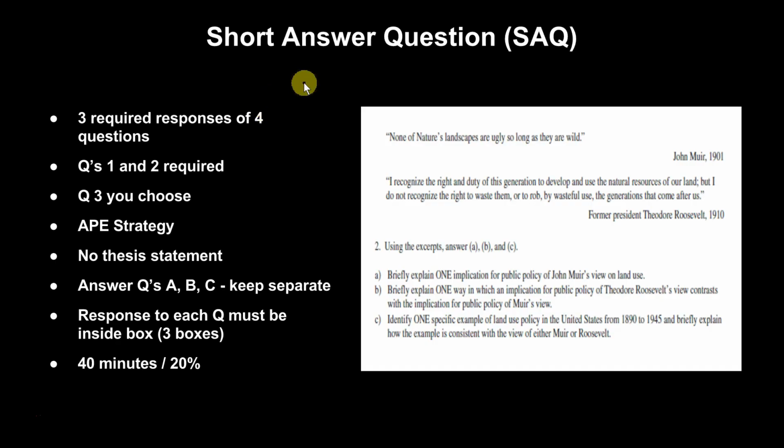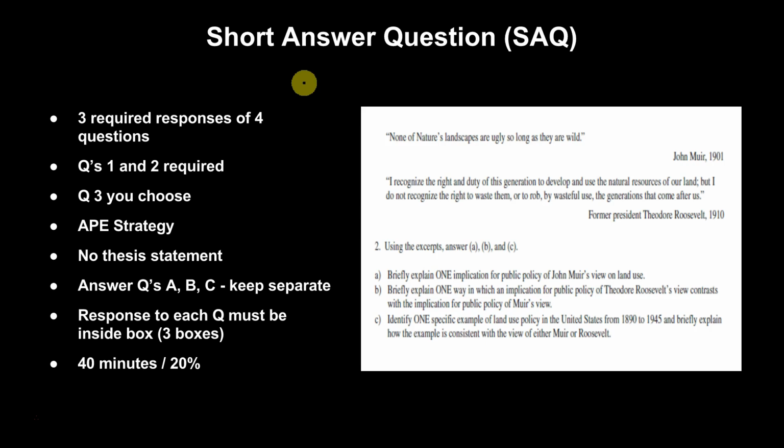Part B of section 1 of the AP test is going to be your short answer questions, or SAQ. So again, you'll get 4 questions. Questions 1 and 2 are required. You don't have a choice. You have to do those. And then for the third question that you answer, you will be given 2 questions from 2 different time periods, and you choose which one that you know that you can rock out, and then you can answer the best.